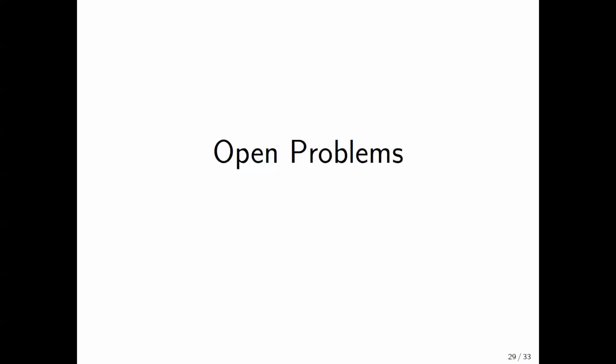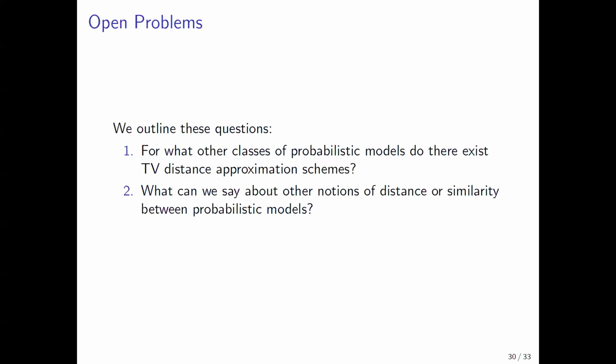Let us now see two open problems. For what other classes of probabilistic models are there TV distance approximation schemes? For example, what can we say about undirected probabilistic graphical models? Moreover, we can consider other notions of distance or similarity.